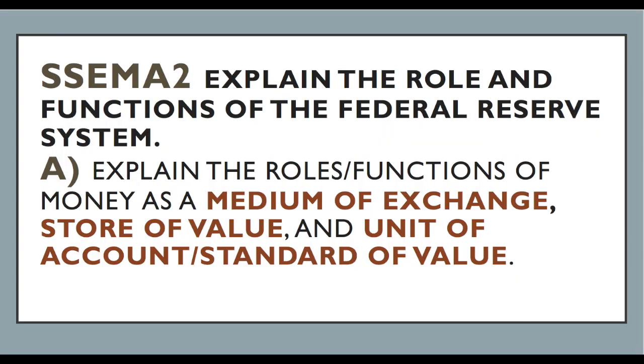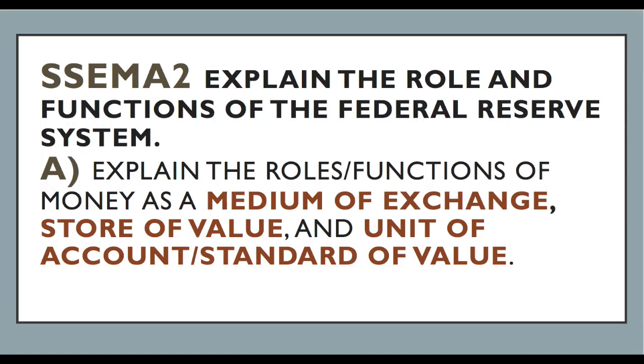So this is SSEMA 2. You'll remember we're still in the macroeconomics unit here. SSEMA 1 dealt with certain indicators. How is the economy doing, basically? We want to look at things like GDP and inflation and aggregate supply and demand and unemployment, the different types of unemployment. And basically, we just want to get an idea of how the economy is doing.